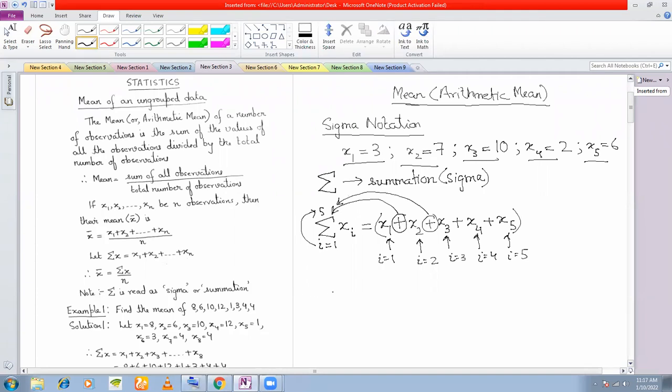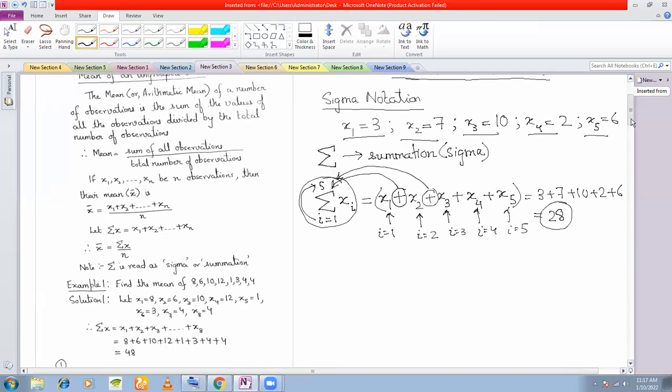Now suppose I ask you to add this up, 3 plus 7 plus 10 plus 2 plus 6, so how much are you getting? 28, right? So what is the value of summation xi? The value of summation xi is 28.